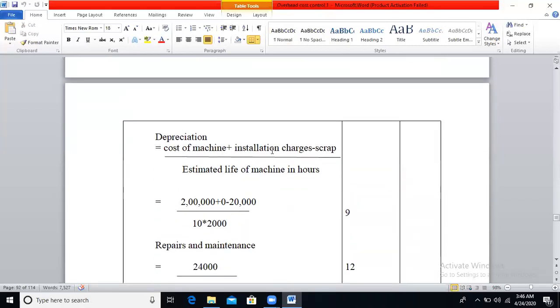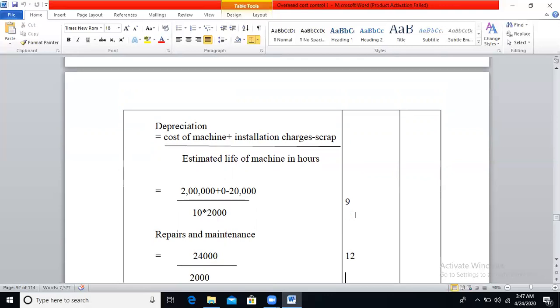Depreciation should be calculated on the basis of this formula. Cost of machine, that is 2 lakh, plus installation charges, which there are none in the problem, minus scrap value 20,000, divided by the estimated working life of the machine in hours. I told you, if they have given it in hours, you can directly take the hours. If they have not given it in hours, you should convert the years mentioned in the problem into machine hours. So take the 10 years they have mentioned into number of machine working hours, which will be 2,000. If you calculate, you will get depreciation per hour as 9 rupees.